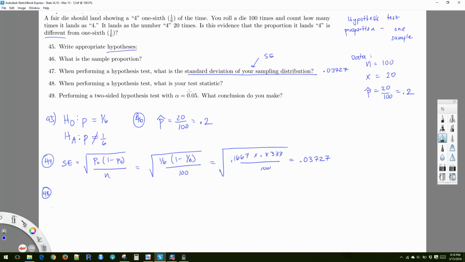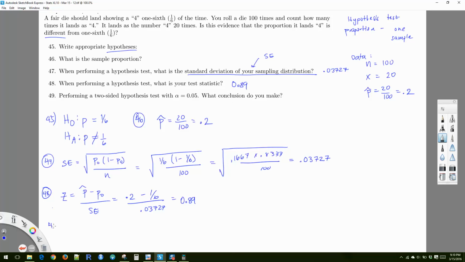When performing a hypothesis test, what is your test statistic? This is going to be z equal to p hat minus p0 divided by our standard error. So I'm going to have 0.2 minus 1/6 divided by 0.03727. And when I do that, I get 0.89.